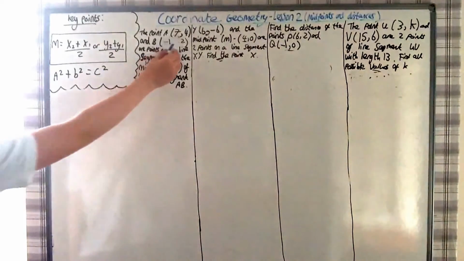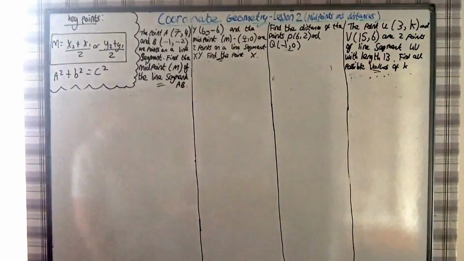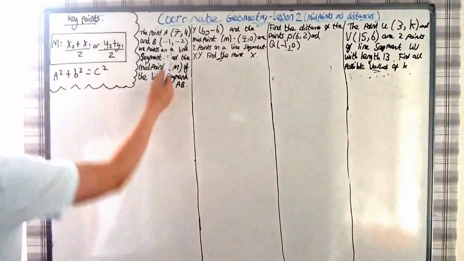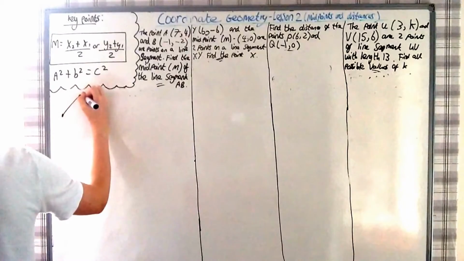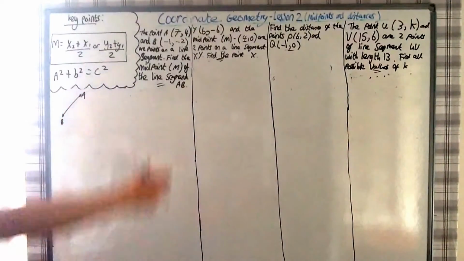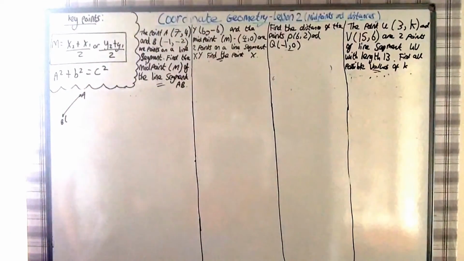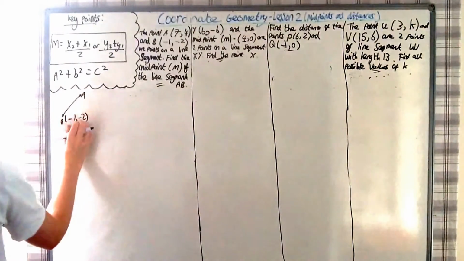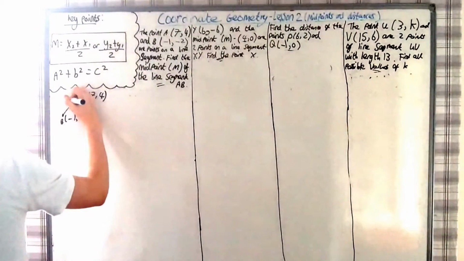The point A, 7, 4, and B, minus 1, minus 2, are points on a line segment, and we're told to find the midpoint of the line segment AB. Okay? So with these questions, I find it helpful to draw out a diagram. And it doesn't have to be accurate, it doesn't have to even be relevant to the coordinates in the way that it's drawn. It just helps us to visualise what we're going to have to do to answer the question. If that's the point B and that's the point A, then this could be our midpoint.